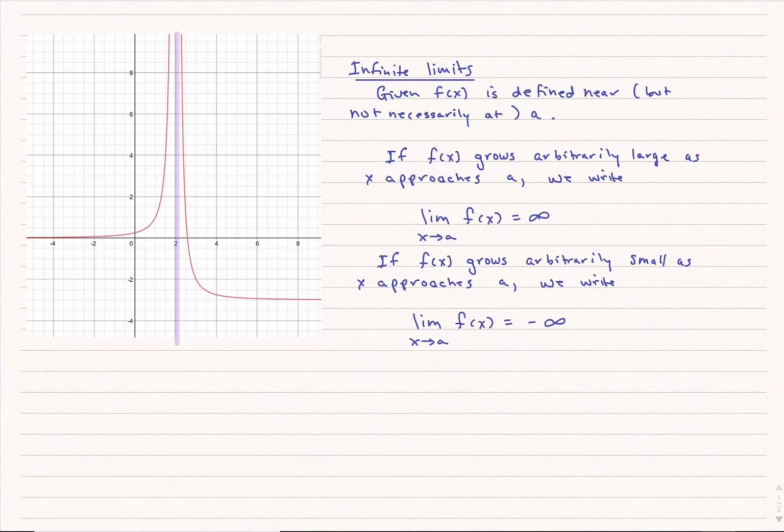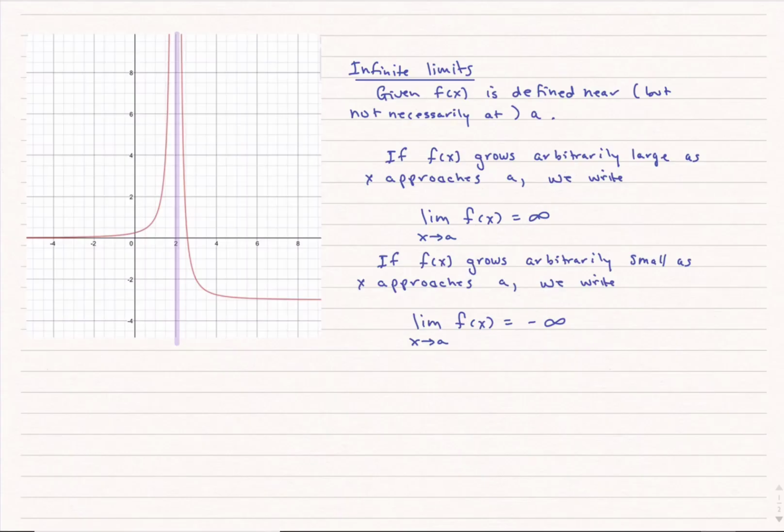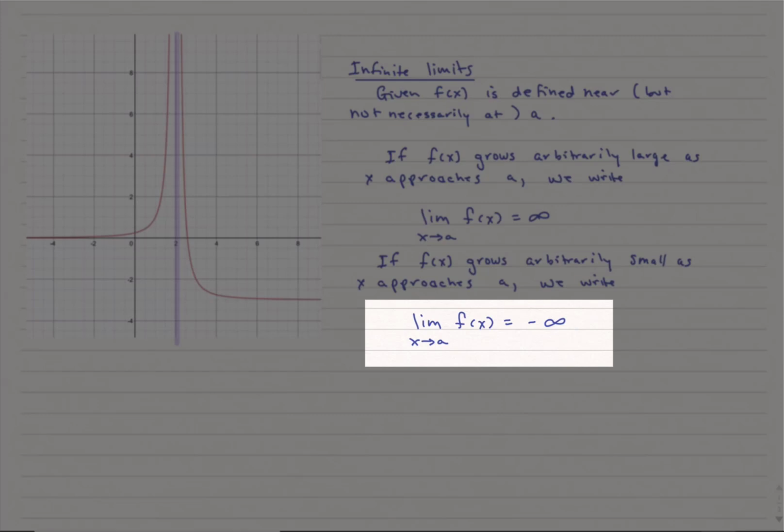If we're given f of x, which is defined near but not necessarily at a point A, and we say that f of x grows arbitrarily large as x approaches A, then we write the limit as x approaches A of f of x is infinity. If, however, f of x grows arbitrarily small as x approaches A, then we write the limit as x approaches A of f of x equals negative infinity.